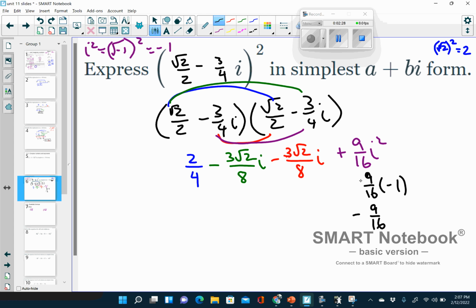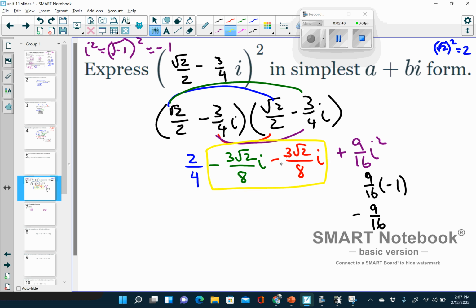So the i squared is going to be replaced with a negative 1. All right, everything else is just going to come down. So I'm going to go ahead and combine like terms. So you should see that these two right here are like terms.